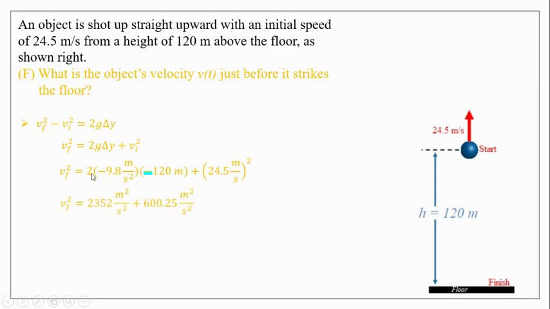So if you do all that, 2 times negative 9.8 times negative 120 makes it a positive value because a negative times a negative is a positive. So you get 2,352. And then 24.5 squared will give you 600.25. Both these values are positive, so we add them, we get a bigger number. Therefore, VF squared is equal to 2952.25. We have to find VF, which means square root both sides.